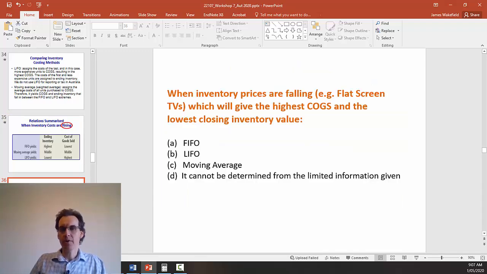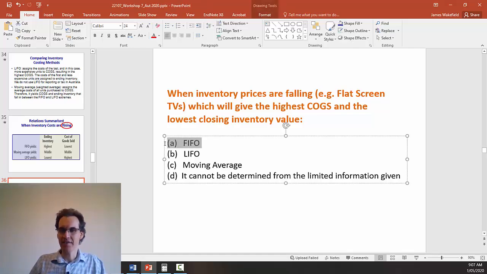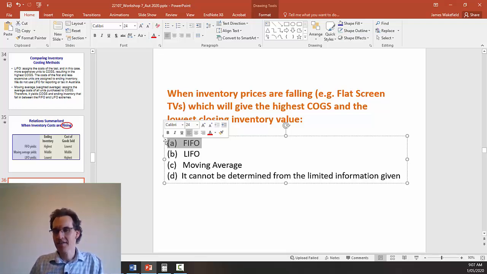So if prices are falling over time, which will give the highest cost of goods sold? Well, the answer to that is obviously the first in, first out method. Because if prices are falling, at the beginning of the period the inventory cost per unit is highest. And so we're assuming we're selling the first in first. So first in, first out takes those numbers and incorporates them into our cost of goods sold. So therefore we have the highest cost of goods sold.